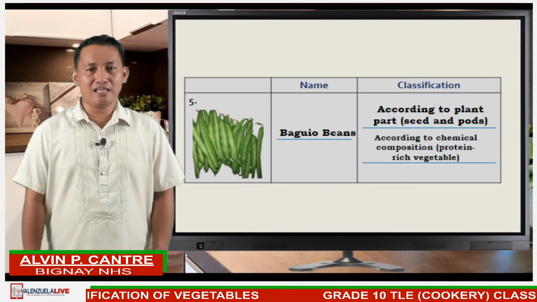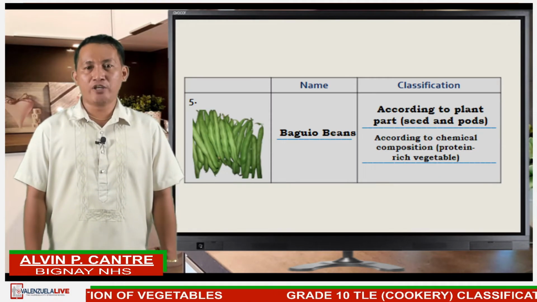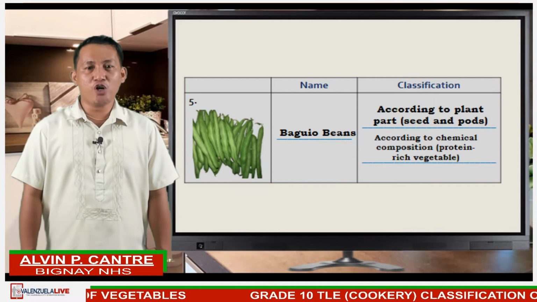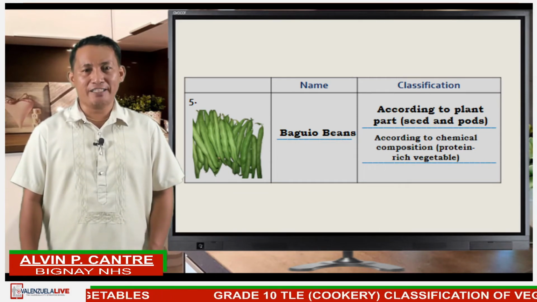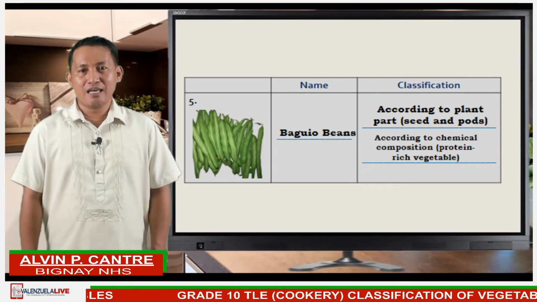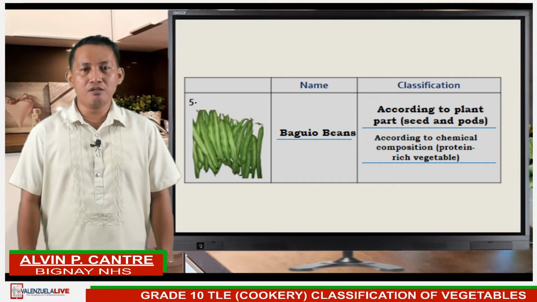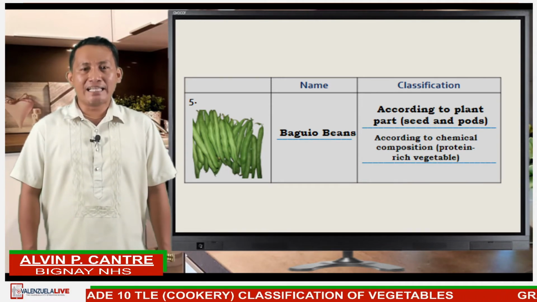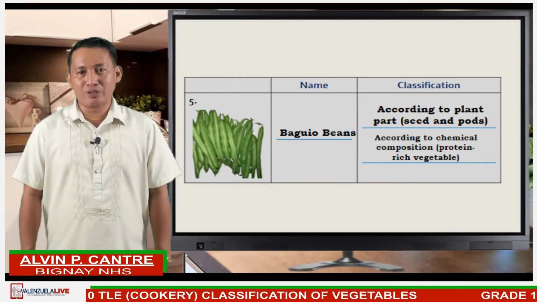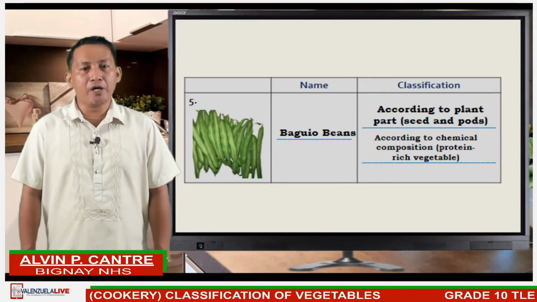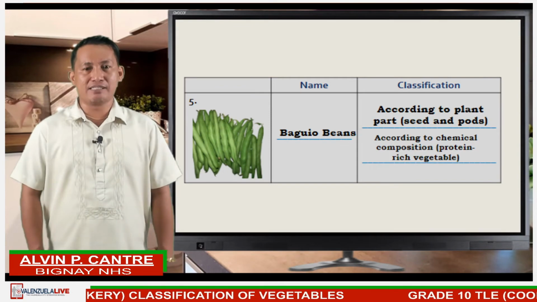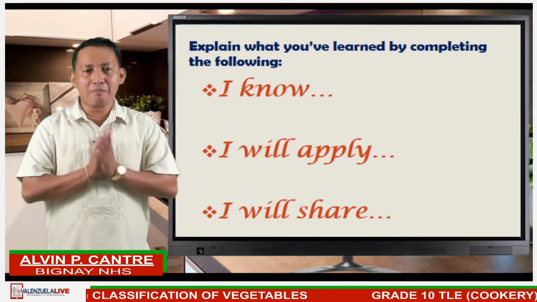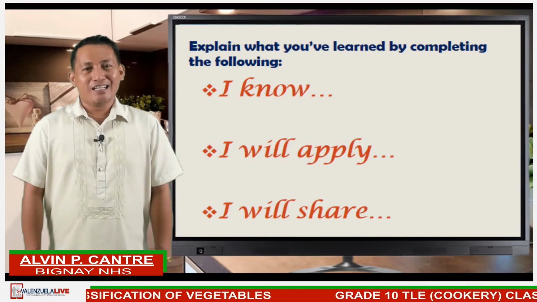Now, for the last image, it is an image of baguio beans. Its classification is according to plant part, seeds and pods, and according to chemical composition, protein-rich vegetables. Now, if you completed answering it without mistake, then you are perfectly ready to move to the next lesson. Give yourself a big round of applause.